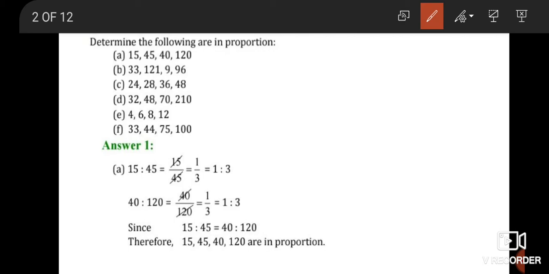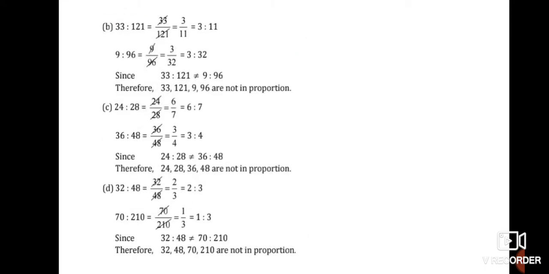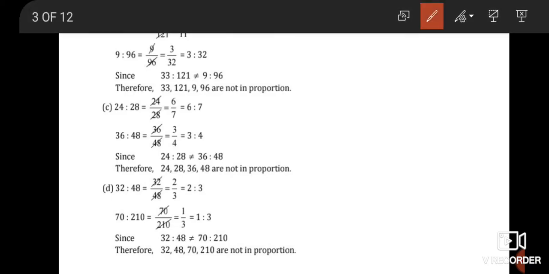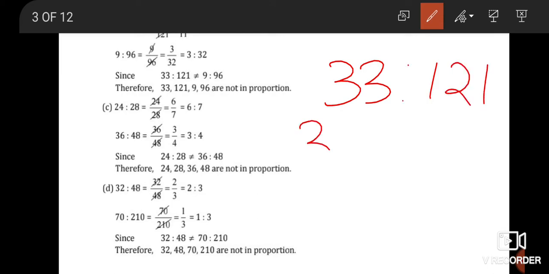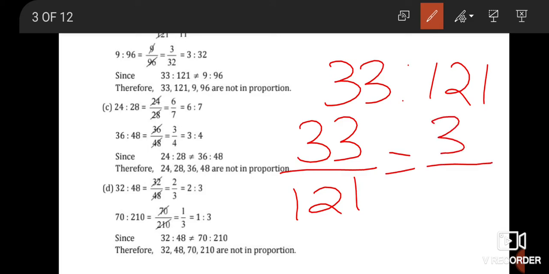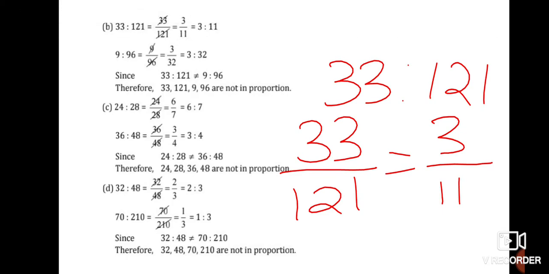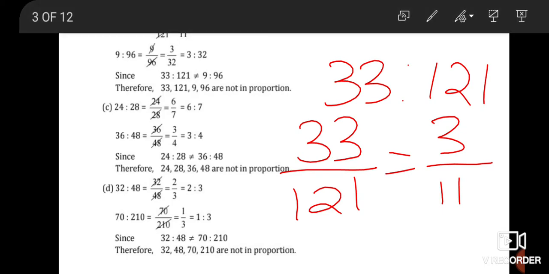Understand? Next, 33 ratio 121. Given numbers are 33, 121, 9 and 96. Let us check whether they are in proportion or not. For this, we find the ratio between 33 and 121. So write them as a fraction. You will get 11 3 is 33, 11 11 is 121. So the ratio becomes 3:11.